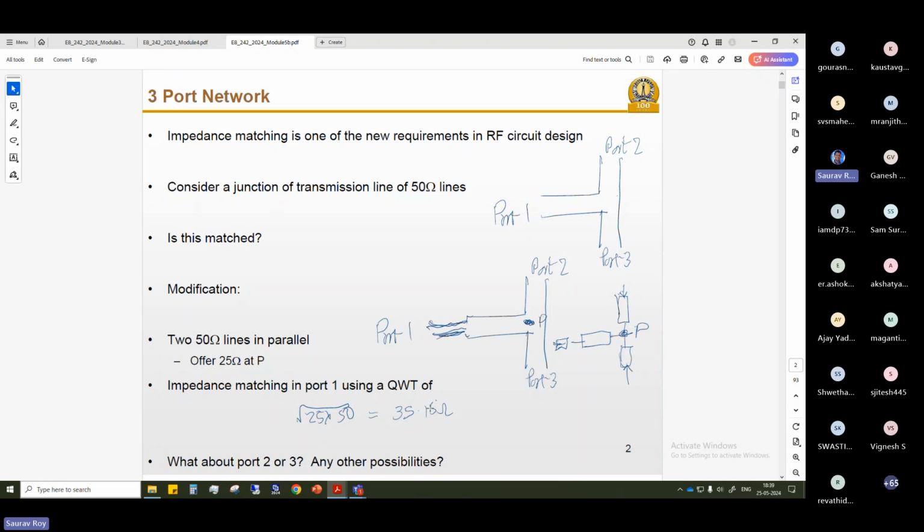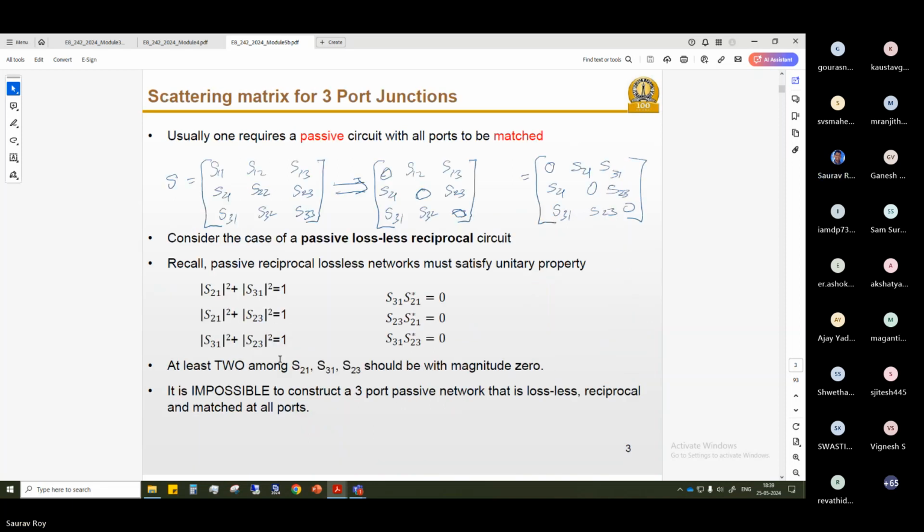That will make port 1 matched. But what about port 2 and port 3? Will they be matched? Let's look into that. For the calculation, we'll look briefly into the calculations. We'll have a 3-column matrix for a 3-port network, and the diagonals will be 0 because S11, S22, S33 are 0. And this is symmetric, so S21 and S12 are equal. That is the rightmost matrix.